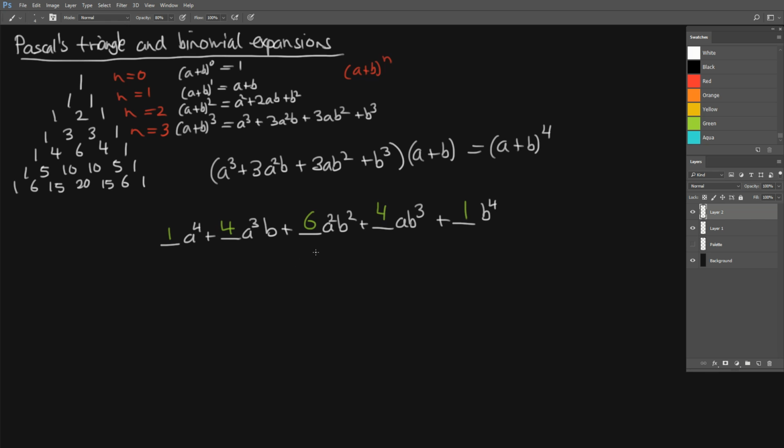And of course, I didn't have to do this game with only the cubed. I could have done it with any of the terms. So that's why Pascal's triangle does this. And to reinforce that idea, I'll show it again. And this time we'll be obtaining this one. So I'll write this out.